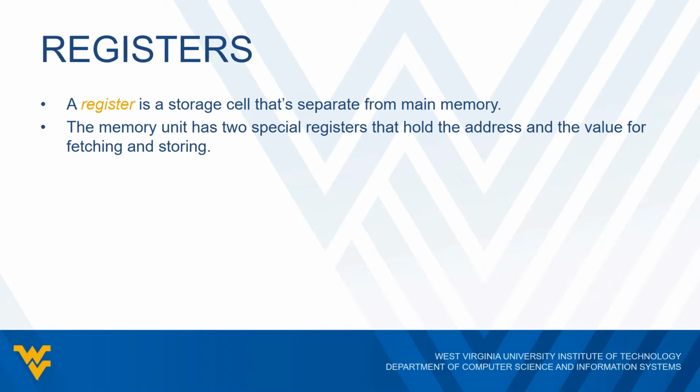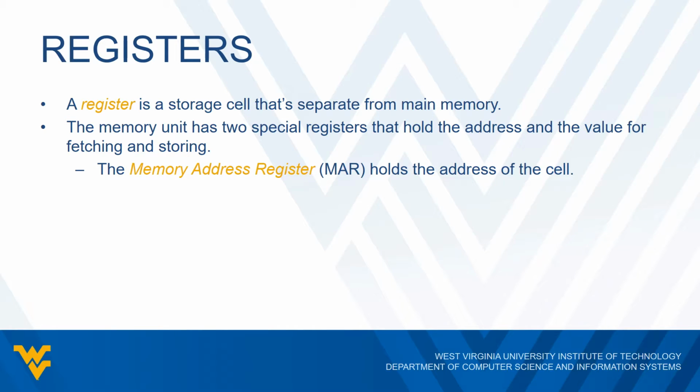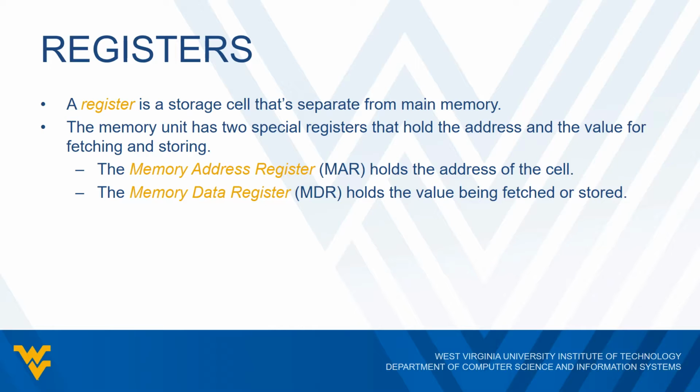The memory unit actually has two special registers whose purpose is to hold these two operands for fetching and storing. We first have the memory address register, or MAR. This holds the address of the cell that we're going to access. Now, the MAR must be able to hold any address, so it has to be at least n bits wide, where 2^n is the address space of our computer. The second register is the memory data register, or the MDR, and this contains the data value that is being fetched or that we're going to be storing. Now, we might think that the MDR should be W bits wide, where W is the cell size.